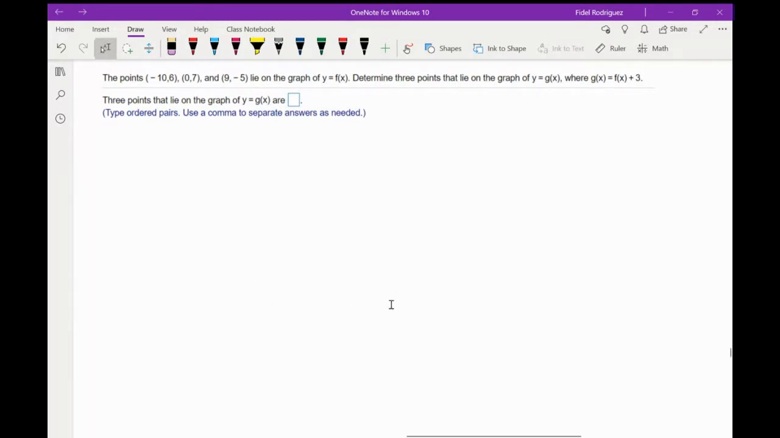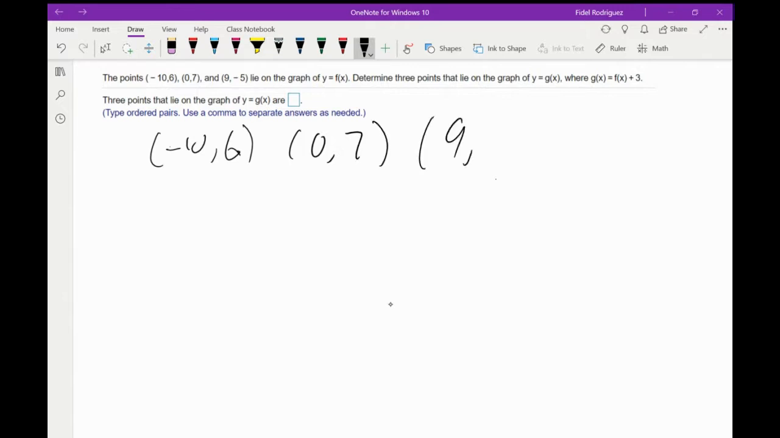So check it out. It says the points: we have the point (-10, 6), (0, 7), (9, -5), right? So this is all I'm going to do, like this.